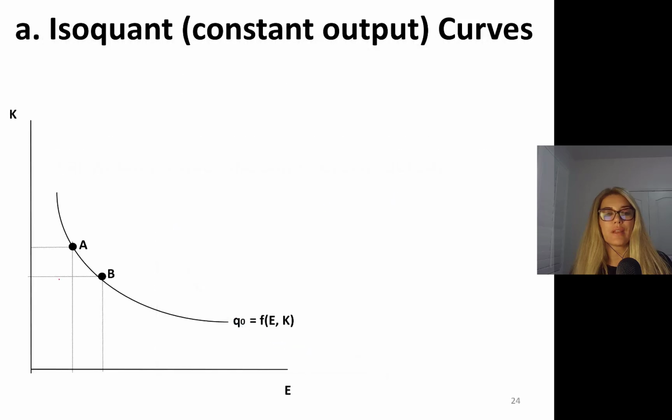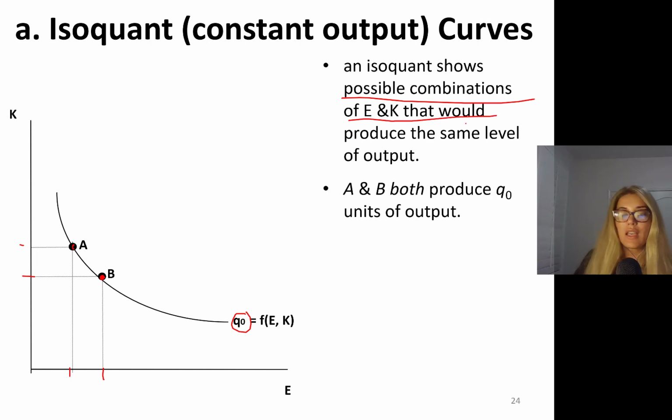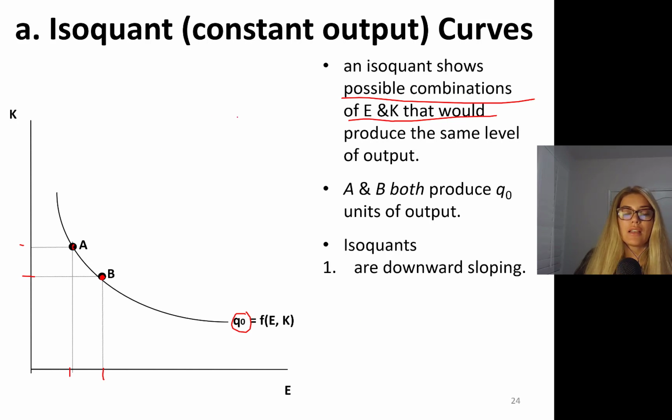So for instance, look at point B. Point B employs less capital and more labor, versus point A employs fewer workers and more capital, but they both achieve the same level of output, Q0, whatever you're producing. An isoquant shows possible combinations of employment, labor, and capital that would produce the same level of output. A and B both produce Q0, great. And it doesn't matter which one you use, you're still producing the same level of output.